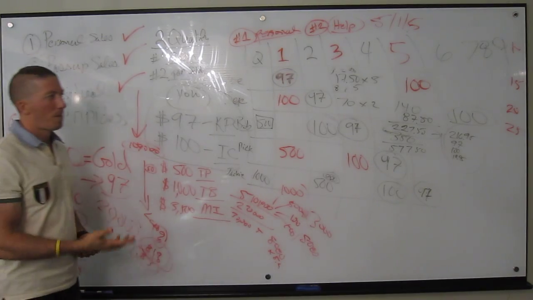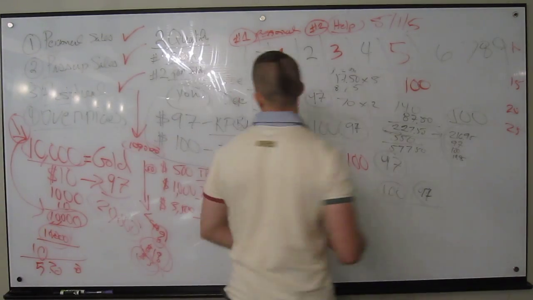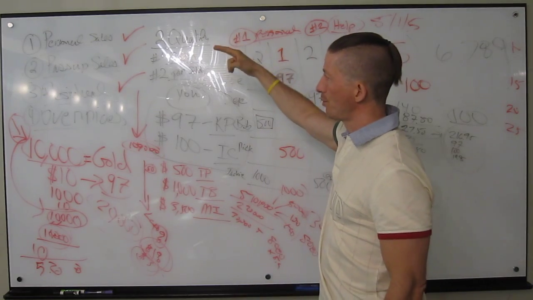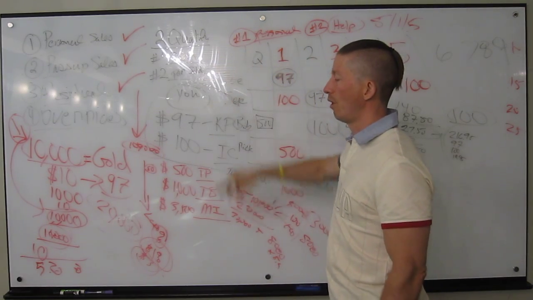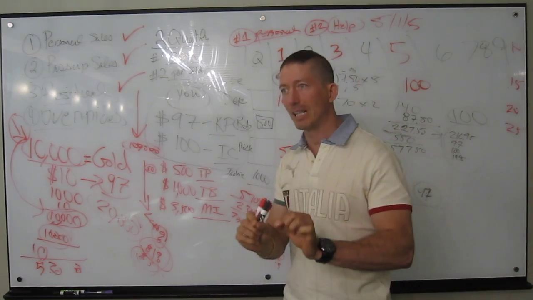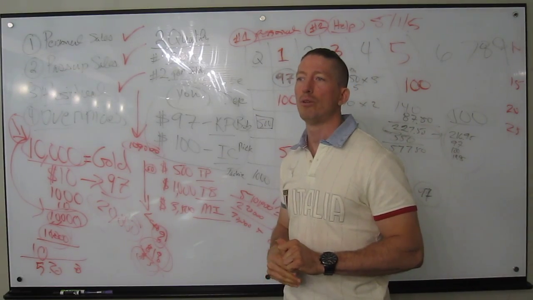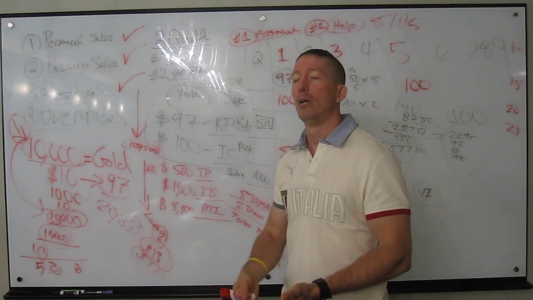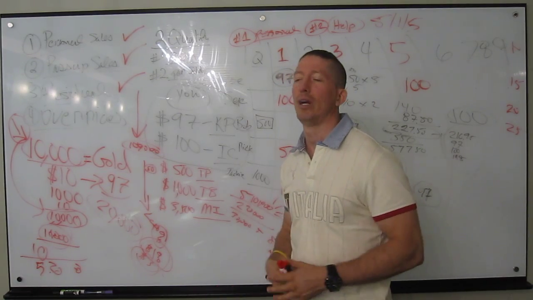So I know this is a lot, but I just wanted to explain the 4 different kinds of income: personal sales, pass-up sales, residual sales, and overrides. The money comes in, there's a computer system that tracks it all, so you don't physically have to know how to do it. You just have to go out and find the people, bring them to the events, and we'll train them and teach them what to do.